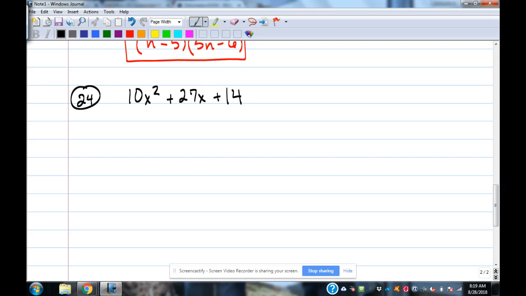All right. Descending order. X squared, x, plain number. We're good. Okay. GCF. 10, 27, 14. Nothing. All right. Next, what do we do? X method. Fairly big number. 140 up top, 27 in the bottom. 20 and 7. 20 times 7 gets us that.